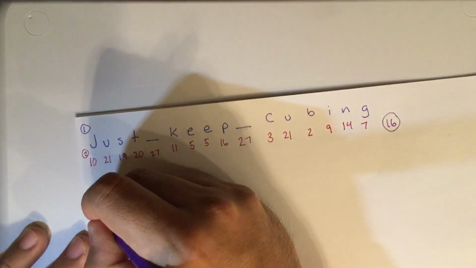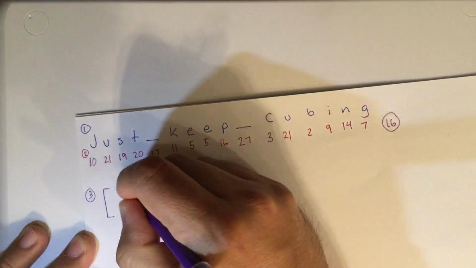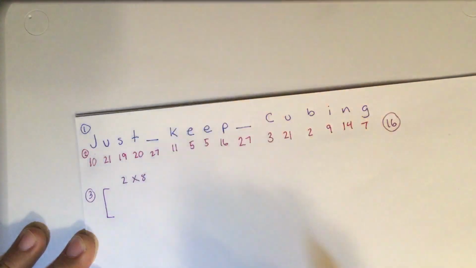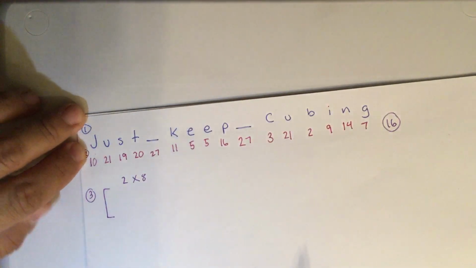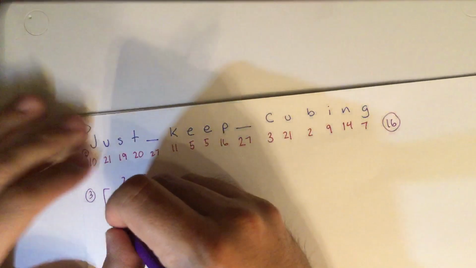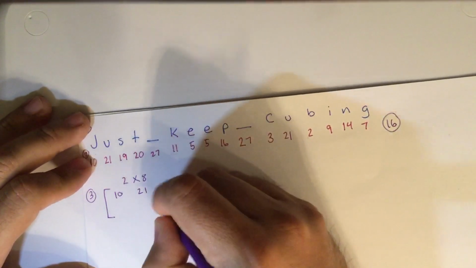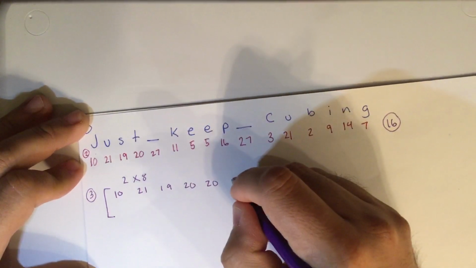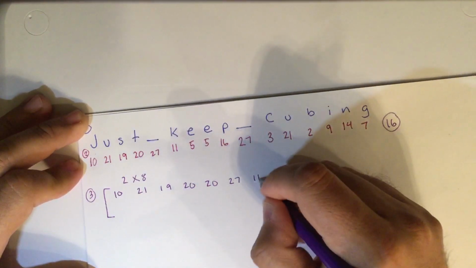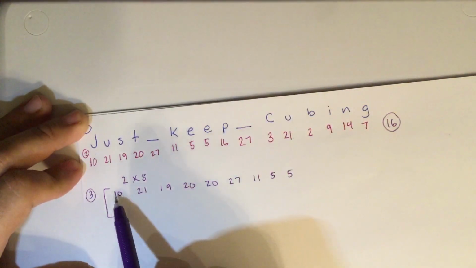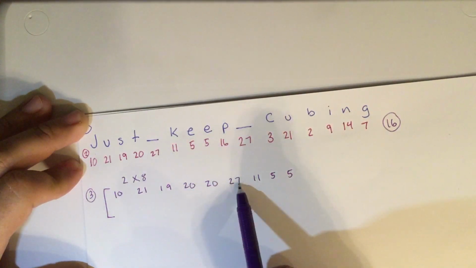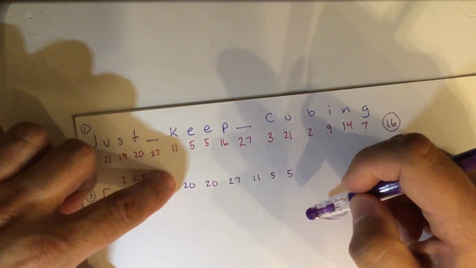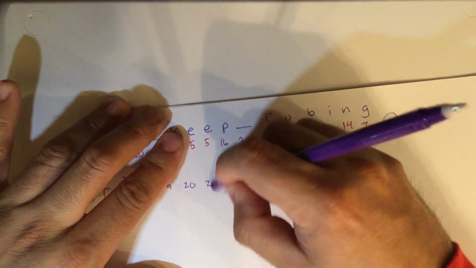So the third part is to convert this to 2 rows by, since this is 16, half of 16 is 8. So it's going to be a 2 by 8 matrix. I'm going to start here. 10, 21, 19, 20, 27, 11, 5, 5, I think that's 8. 1, 2, 3, 4, 5, 6, 7, 8. Had an extra one there. Ah, had 2 20s. So let's fix that real quick. Sorry about that.